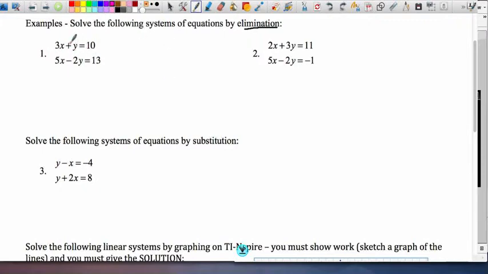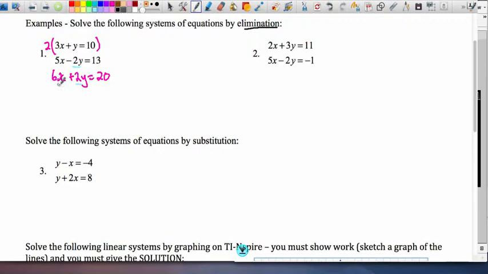What we see with our first system over here is that we have 3x and 5x. We also have 1y and minus 2y. And so for elimination, in this case the most efficient method would be to multiply that first equation by 2. That's going to give us 6x plus 2y is equal to 20. And hopefully what you realize or remember is that it's lined the y's up so that they have the same coefficient with opposite signs.